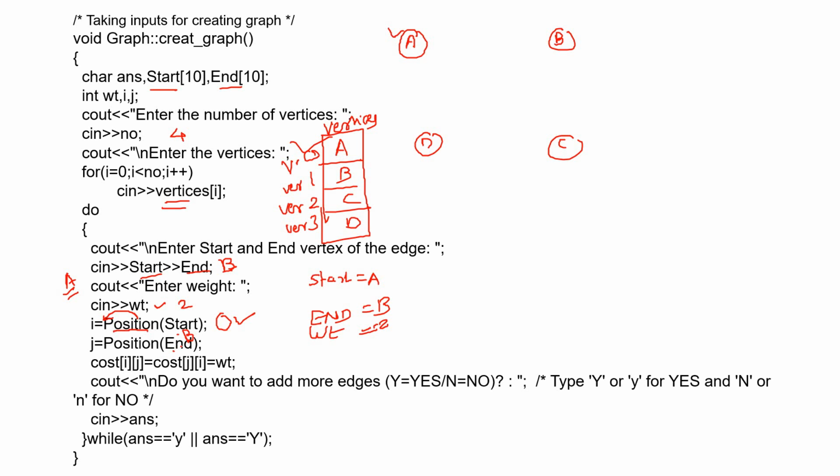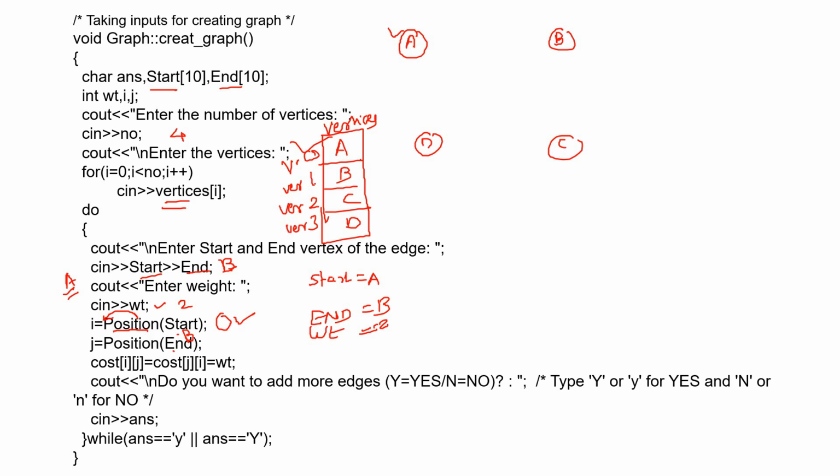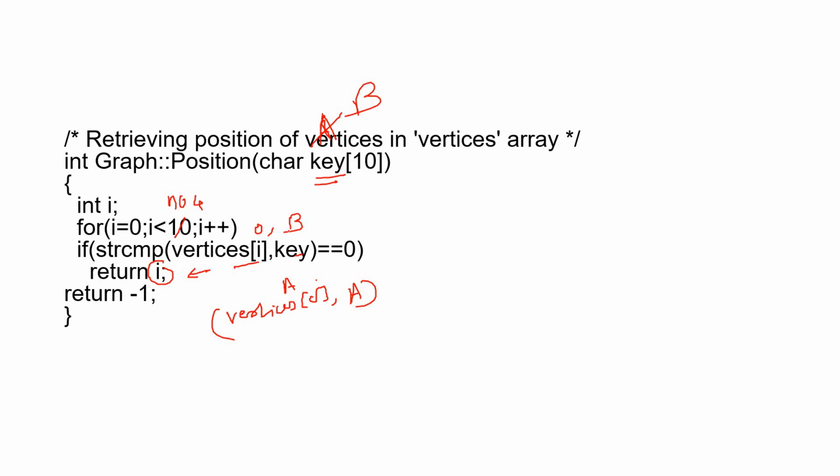So B will be given. Now whenever I give B, instead of A, the key value is B. Again it will start from 0 to the number of vertices. So vertices of 0 comma key value B. Vertices of 0 in the array is A. Whether A matches B, no match is found.